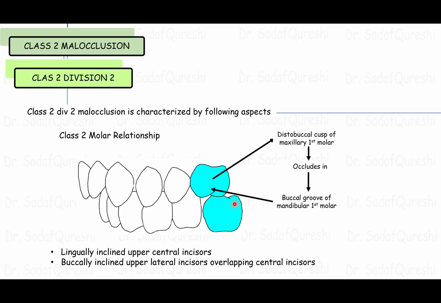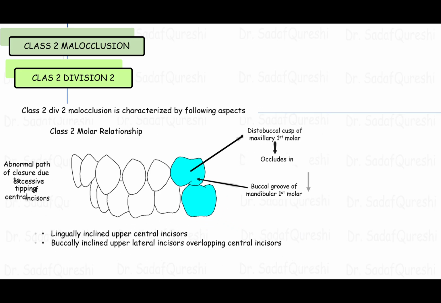So in class 2 division 1 all the incisors are proclined, but in case of class 2 division 2 there are lingually inclined upper central incisors and buccally inclined upper lateral incisors. And also there is an abnormal path of closure due to excessive tipping of the central incisors.